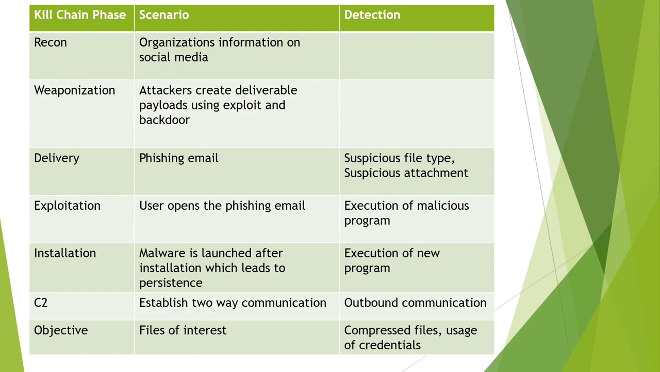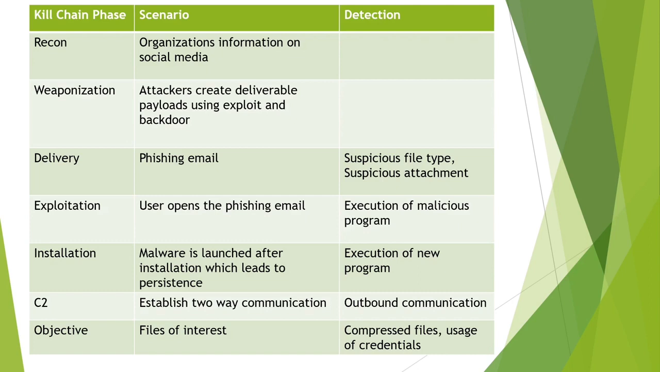The next phase is weaponization. The threat actor creates the deliverable payload using the exploit and a backdoor. In this phase, the threat actor drafts the phishing email with the attached malicious payload. The next phase, where we can detect the threat actor activity, is delivery. In delivery, he sends the phishing email to the target employee.